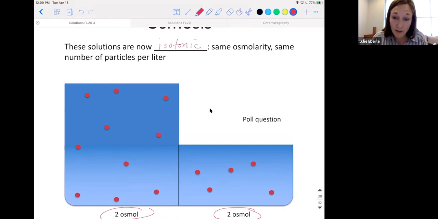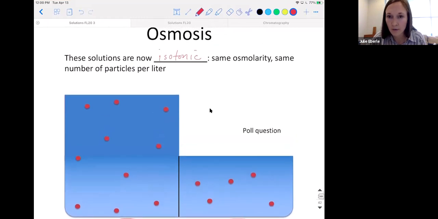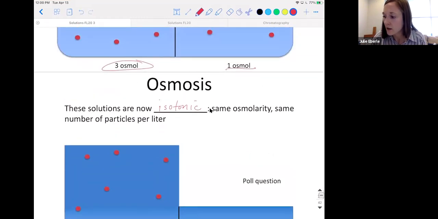But obviously you can have solutions with higher and lower osmolarity, so you have 2 other vocabulary words I want to introduce. I'm going to scroll back up for just a second. I know I'm moving fast. I'm so sorry. Let's look at the numbers we had up here, 3 osmol and 1 osmol. 3 osmoles is higher, right? So we would call this hypertonic.